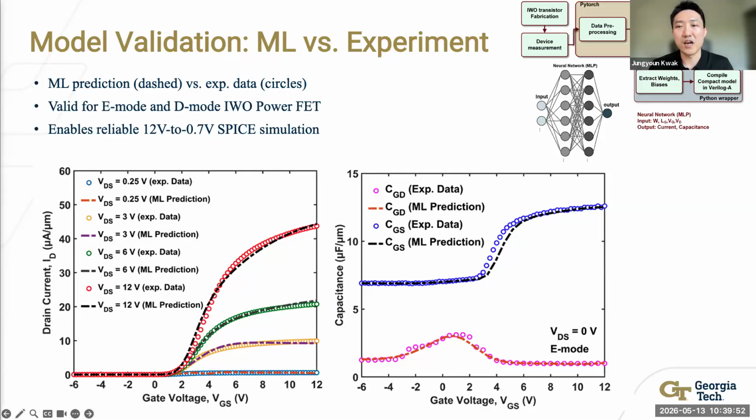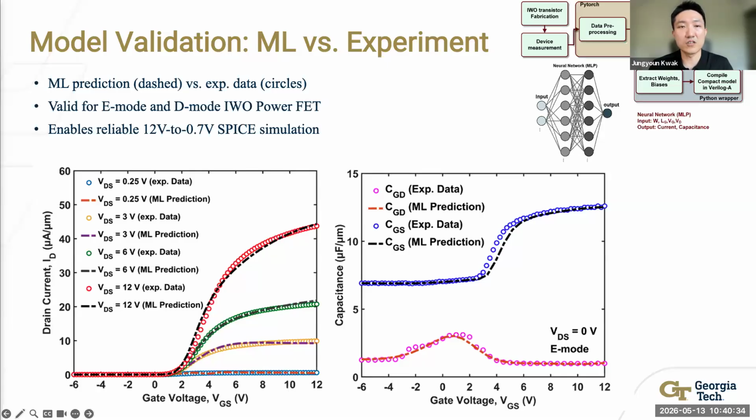The plot shows IDVG curves. The x-axis is gate-source voltage in volts, and the y-axis is drain current on a log scale. There are several curves, each at a different drain-to-source voltage from low VDS up to 12 volts. The solid circles are measured data from the real indium tungsten oxide power transistors. Dashed lines are model predictions. The match is very good across the full voltage range, from the deep subthreshold through the turn-on region up to strong inversion, including at VDS equal to 12 volts.